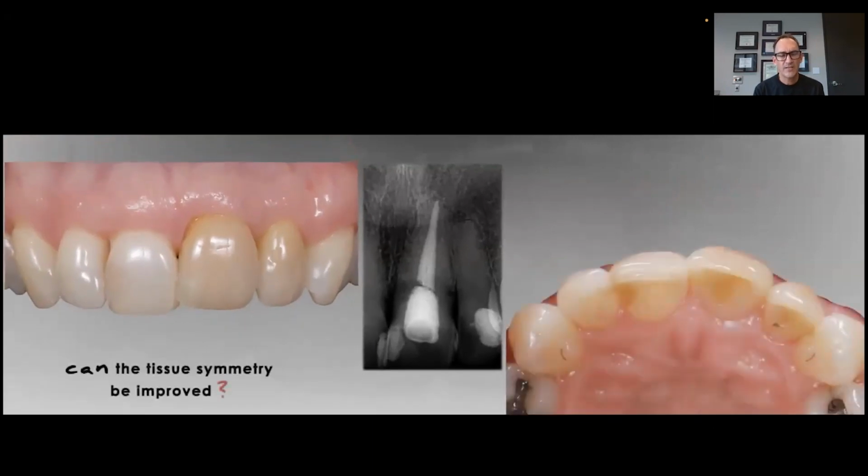So the question is, can I improve the tissue symmetry? Well, I know I can't move the tissue on the ankylosed tooth coronal, but what if I move the tissue on the adjacent central apical? If I were to do that, would the proportion of those two centrals look okay? I go, yeah, that would look decent to me.